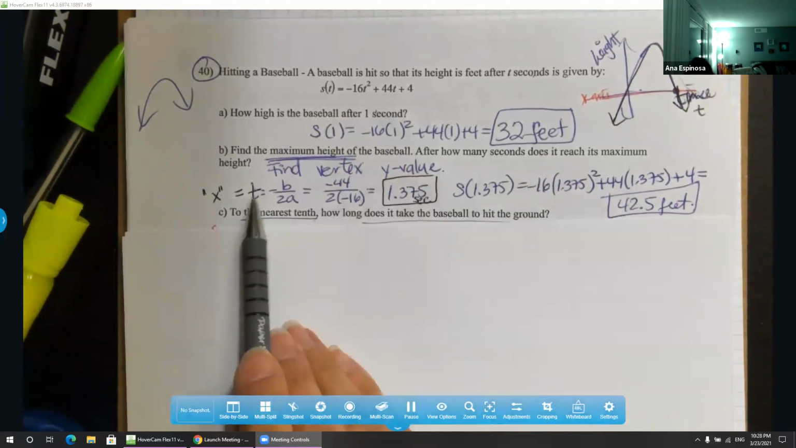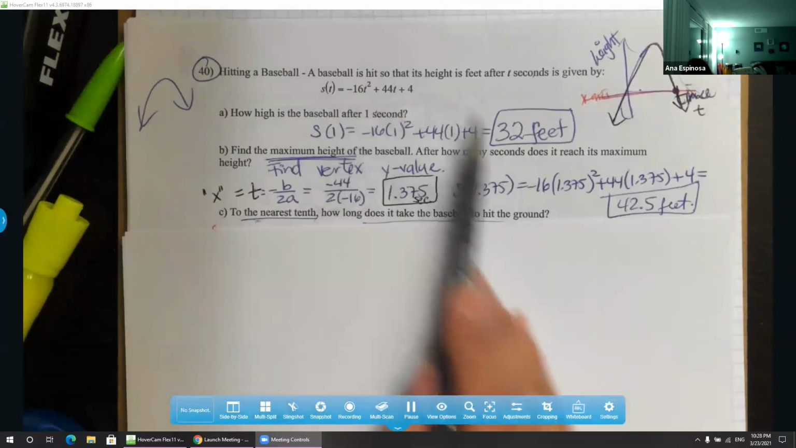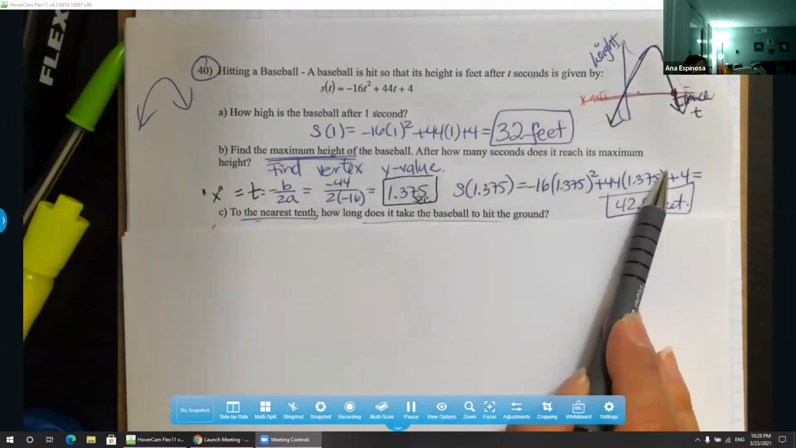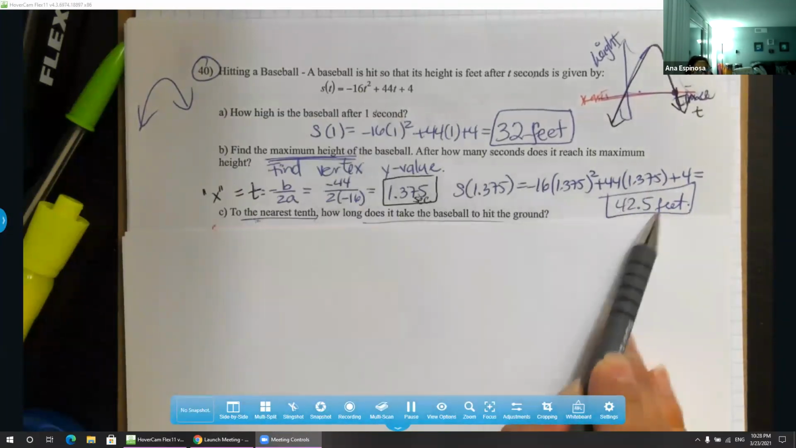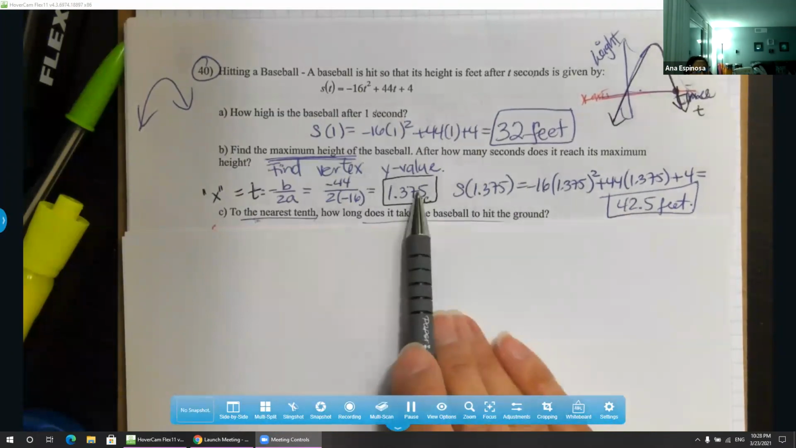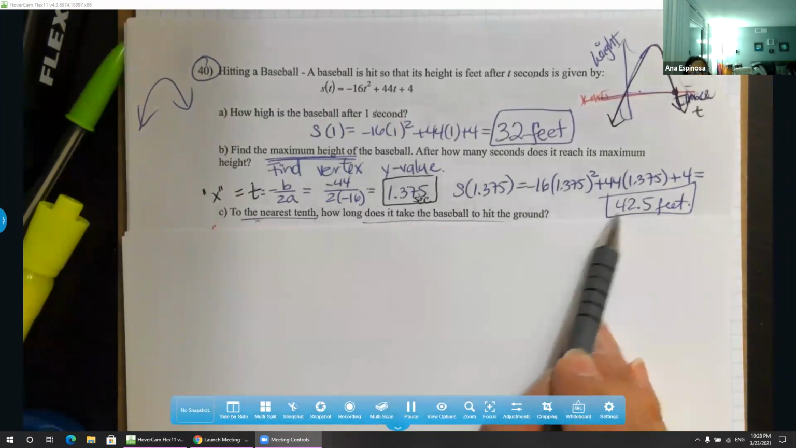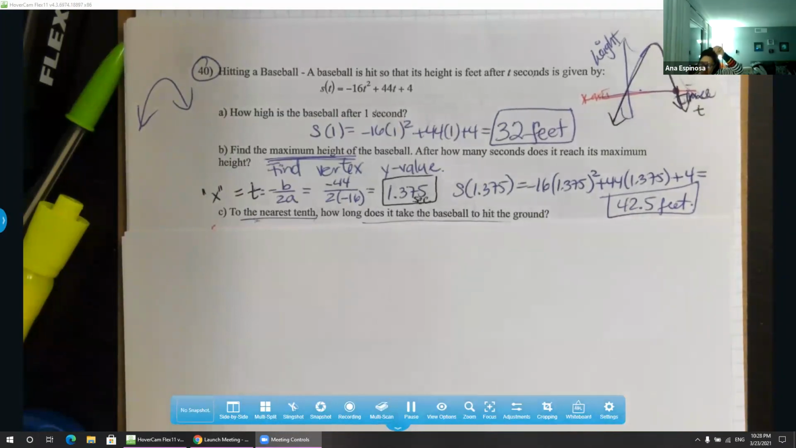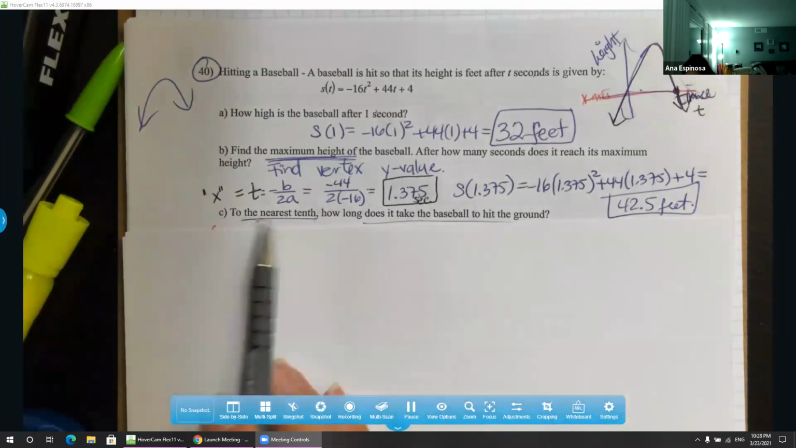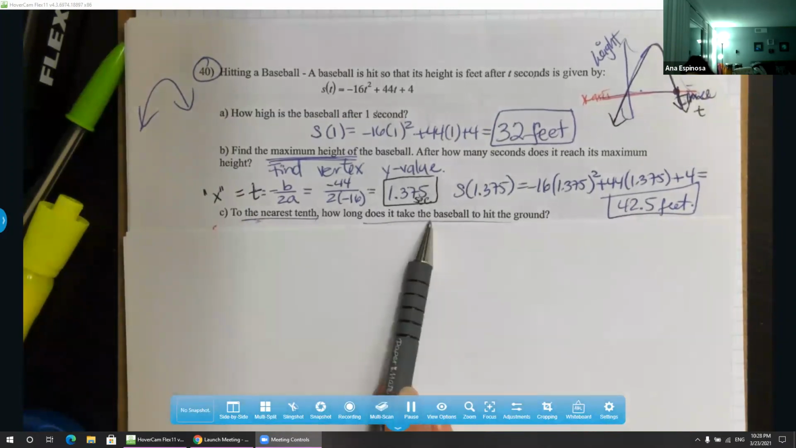seconds. When you plug that into the equation back in here, which is what I did, and I did this all on my calculator, did not do that by hand, you get a number. That number is feet. So at 1.375 seconds, it will reach its maximum height of 42.5 because that becomes the vertex.